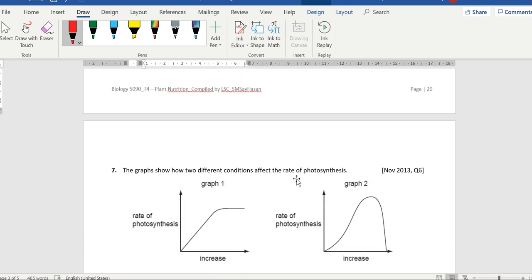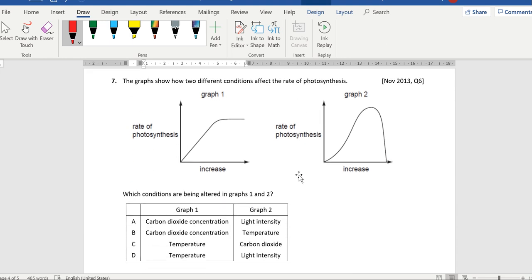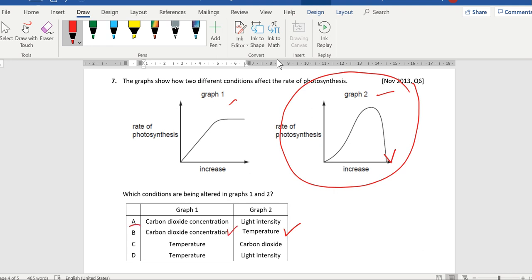Nice one. All right, so for question number 7, the graph shows how two different conditions affect the rate of photosynthesis. So we have graph 1 and we also have graph 2. We know that graph 2 is definitely a temperature graph because it goes down because all the enzymes denatured. So the only answer we have here is this one. So we're going to take B. That is the answer for question number 7.